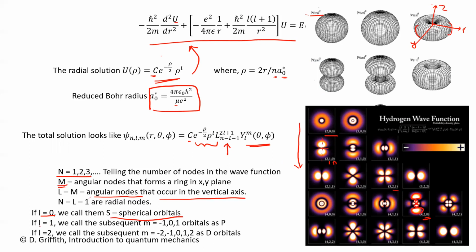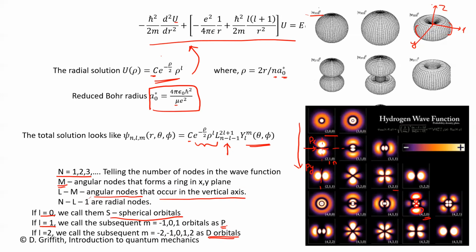If L equals 1, we call the subsequent m values minus 1, 0, 1 the p orbitals, right? So basically 2,1,0 and 2,1,1. So this is called px, py, right? You can see them kind of oscillating around, this is the y-axis, this is around, let's say, the z-axis, right? And if L equals 2, you get subsequent m values minus 2, minus 1, 0, 1, 2 as d orbitals.